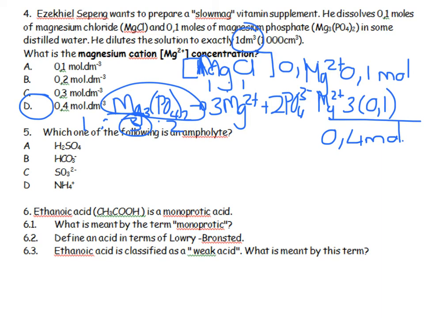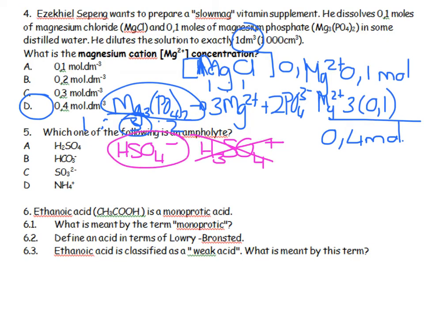Which of the following is an ampholyte? Now, an ampholyte means that it can be a proton donor or a proton acceptor. If this donates a proton, it becomes HSO4-. That seems to make sense, but we've never heard of something called H3SO4+. That is not an ion that you've ever seen. You've seen the bisulfate ion before.